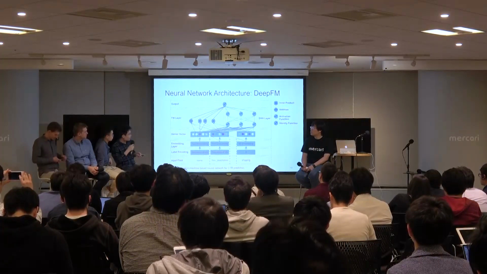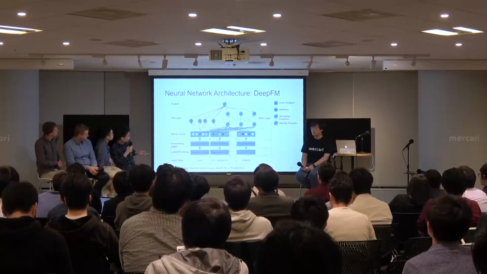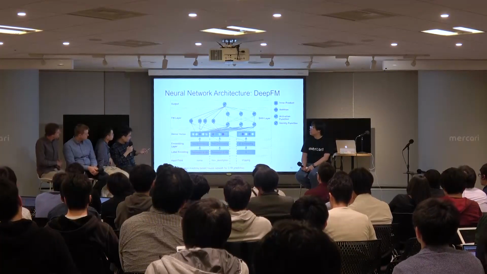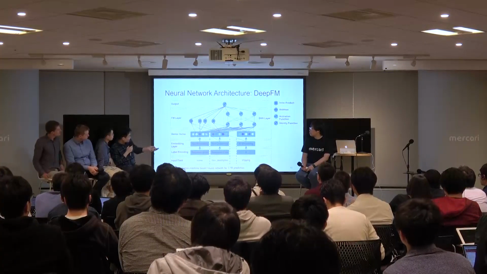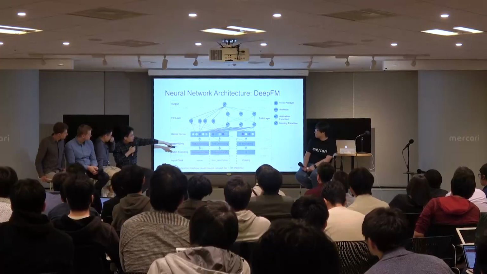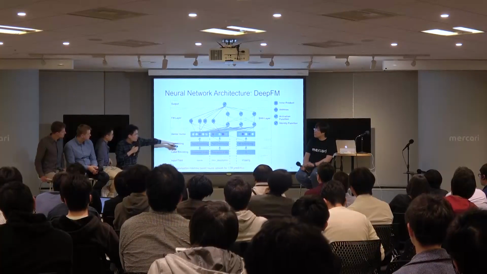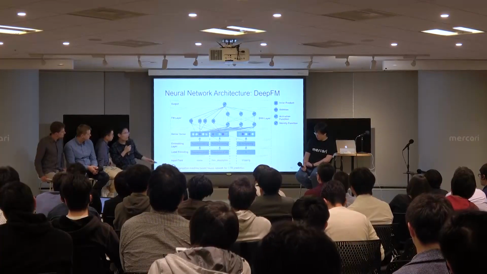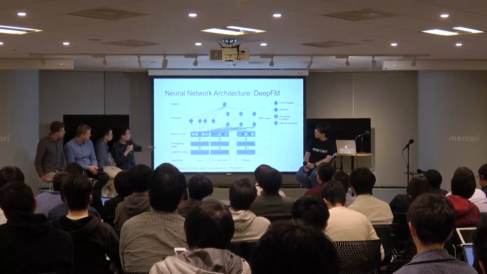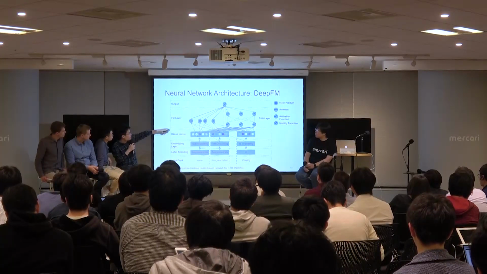I use this architecture, and I did something very special for the data. For the text, I use the text embedding layer, and I will describe some details about the text embedding. For the ID, I use the normal embedding, and then we use the FM layer, the factorization machine.